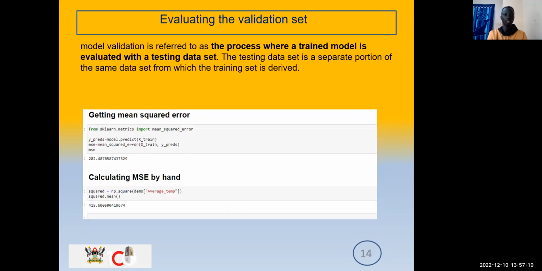Now, evaluating the validation sets. When we evaluate the validation sets, actually we are performing the model training, which is evaluated like the testing data sets. So here we are going to have mean square error, then calculating mean square error by hand. At first with the mean square error, we obtain this kind of value, and then calculating by hand, we also obtain this kind of value. And that is how validation is done.